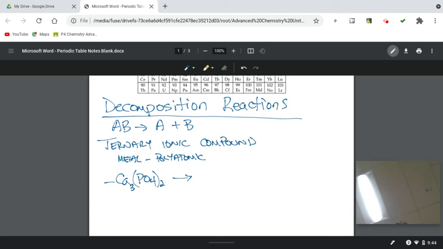However, when you get the decomposition of a ternary ionic compound, assuming that carbonate is not the polyatomic ion, what's going to happen is calcium, the metal, is going to go grab the first nonmetal that it can. So in this case, the first nonmetal is phosphorus. So one product is going to be calcium phosphide. Now, calcium has a +2 charge. Phosphide is -3. So we're going to need 3 calciums for every 2 phosphorus atoms.